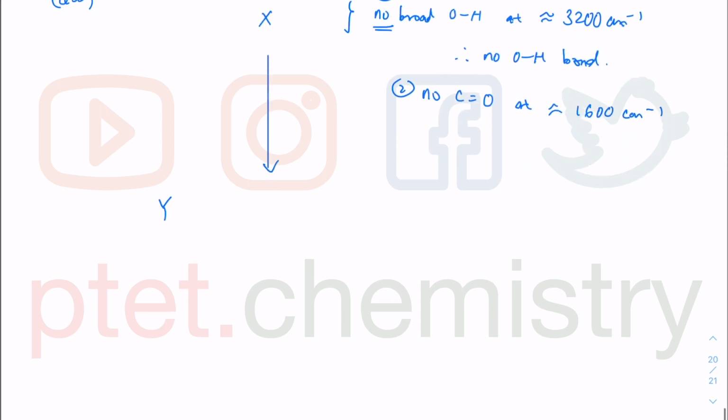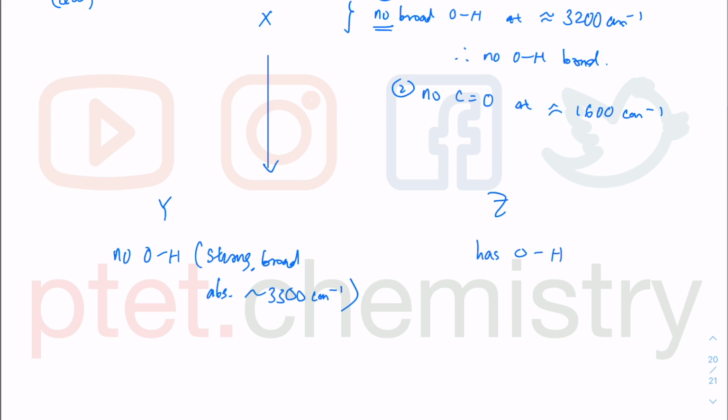So product Y has no OH. You are looking at a strong, broad absorption at around 3300, or somewhere around 3000 cm⁻¹. There isn't a strong one at all for product Y. But then product Z has OH, because you have a strong broad absorption at around 3000 cm⁻¹.